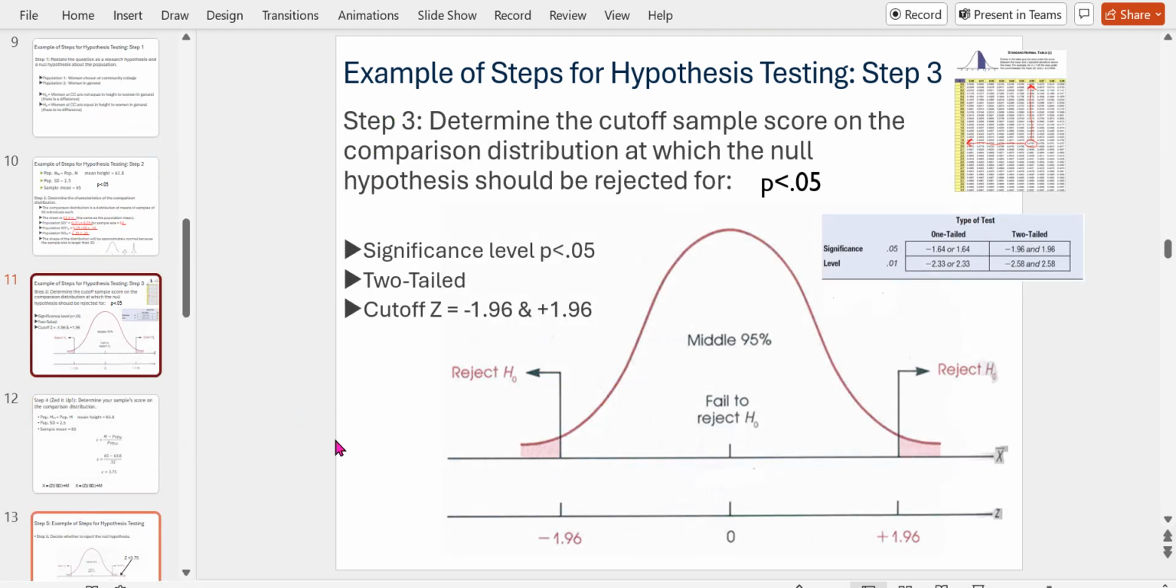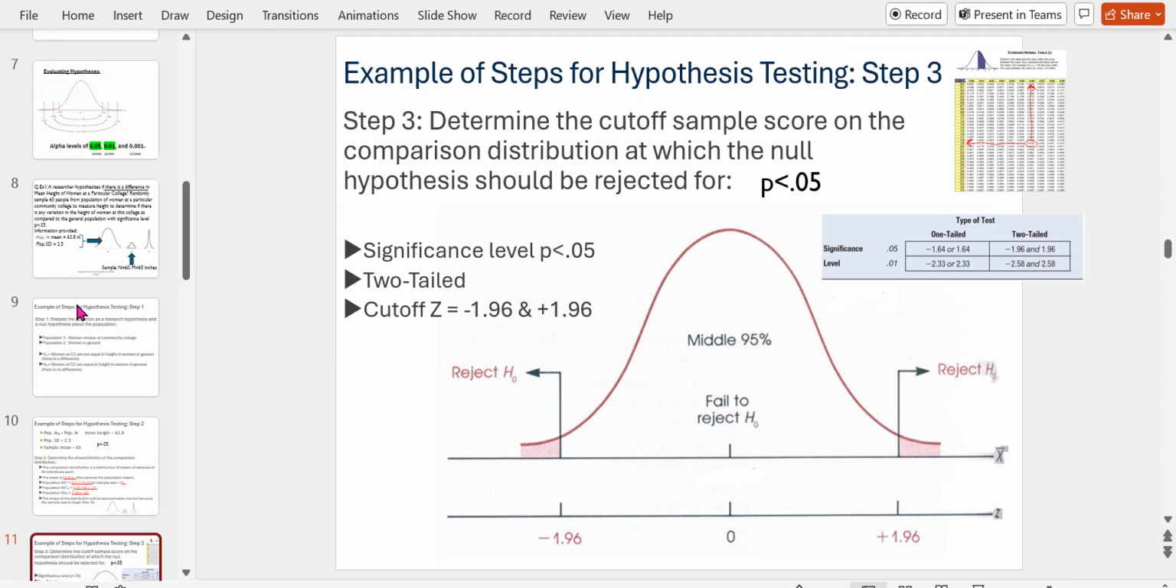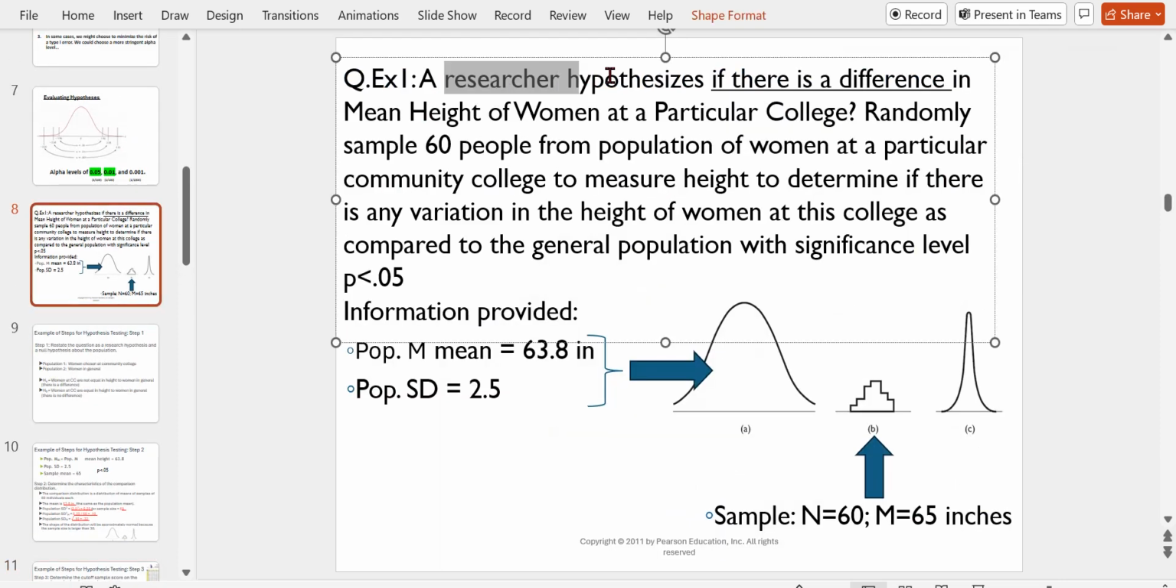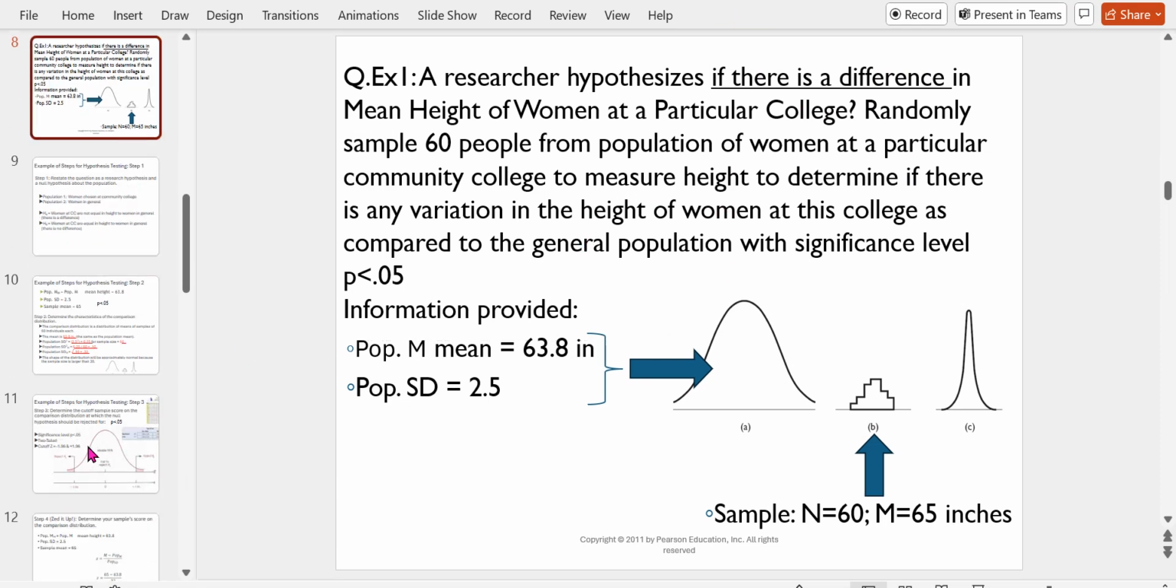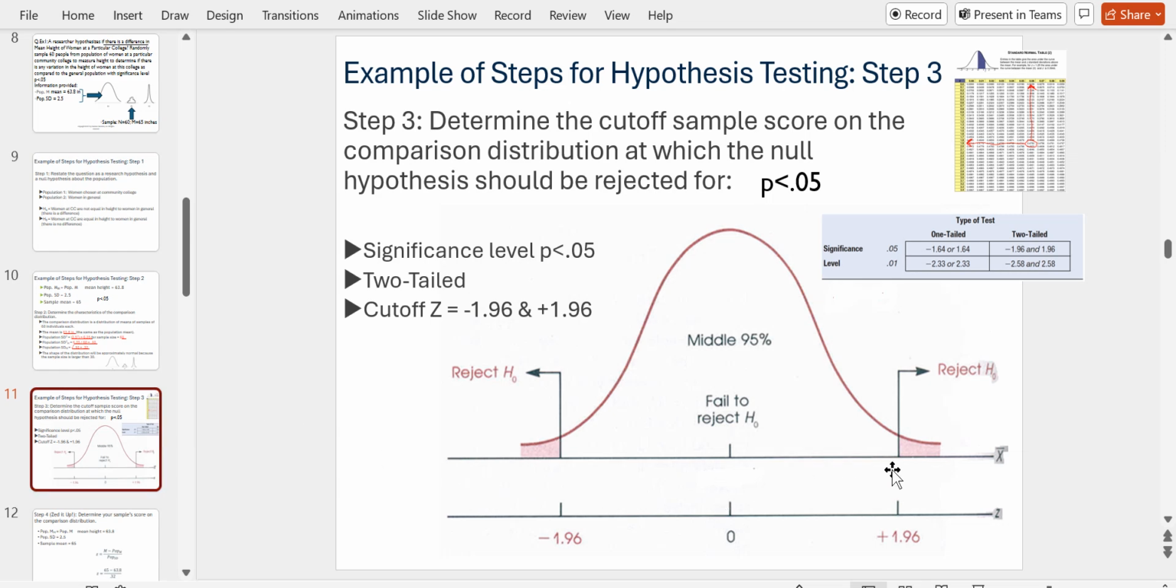So, step 3, determine the cutoff sample score. If you go back to the question, that is the key. A researcher hypothesizes if there is a difference. Not looking for higher, not looking for lower. Is there a difference? Okay, so if there's a difference there, we're just looking for changes up or down.